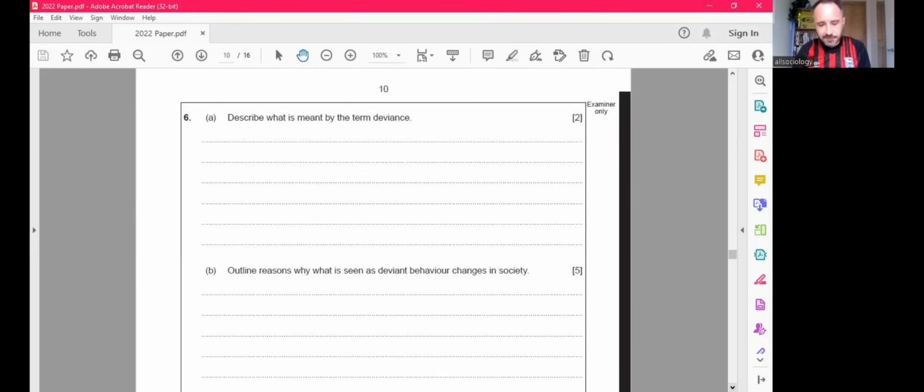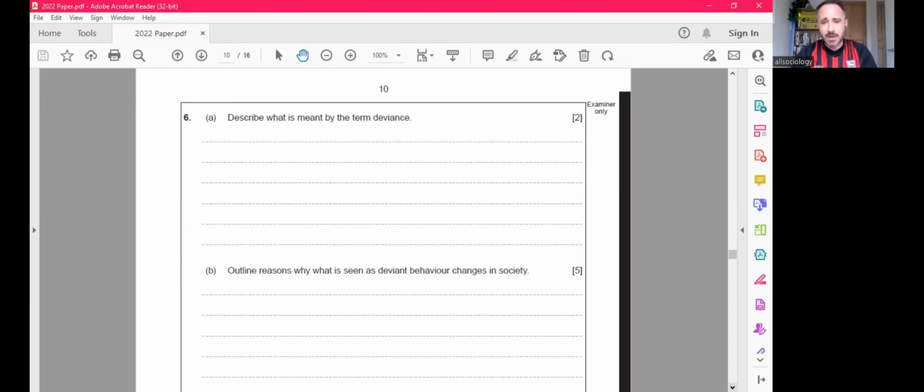So first and foremost, we've got a question here. Lovely one to start off with. Describe what is meant by the term deviance. Deviance is any behavior which breaks social norms or social expectations. You would then need to develop that. So give an example of deviance. For instance, shouting in a library or pushing in front of people in a queue. Remember, deviance isn't necessarily the same as crime.